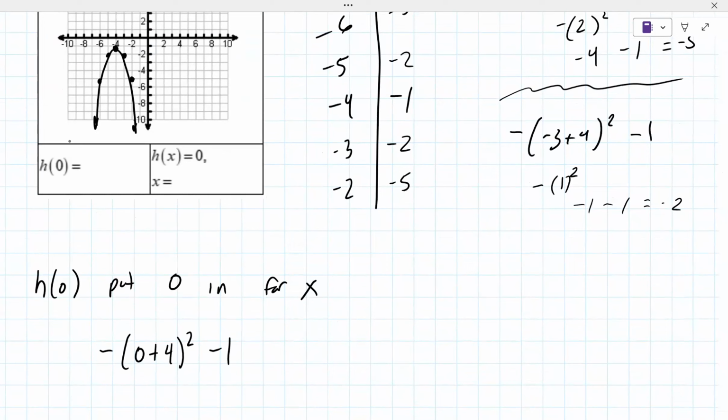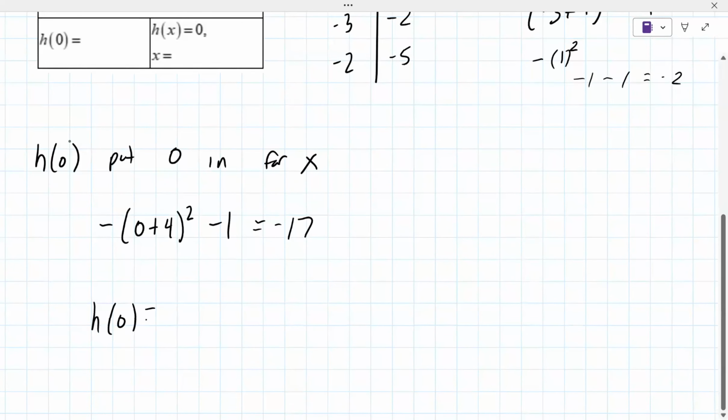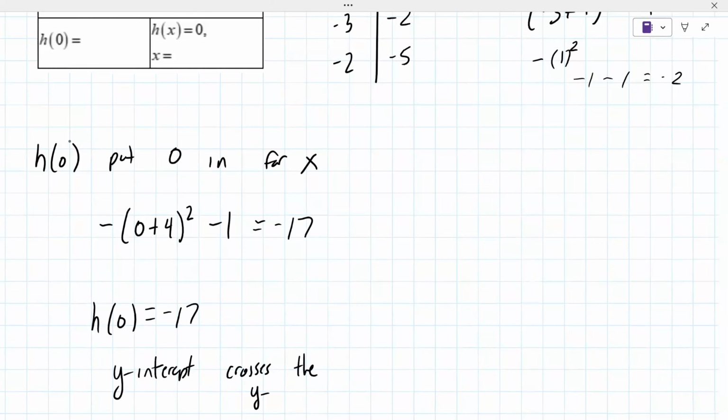I got -17. Okay, correct. So the answer here is that h of 0 equals -17. What is that? It is the y-intercept. It is where it crosses the y-axis. Got it.